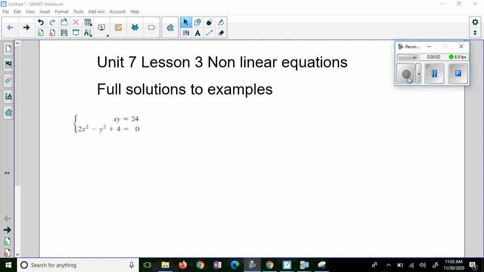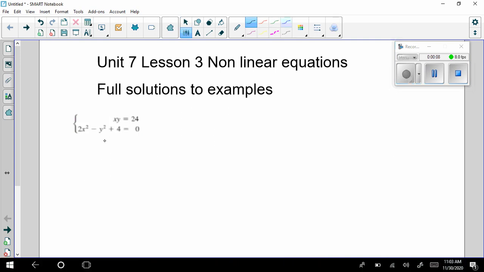Okay, so as promised, I'm going to provide you the full solutions to some of the examples from the notes video. So here's the first one. I recommended using substitution on this. I do still stand by that. So I would solve for y because it looks like the easiest to plug in here for. So y is equal to 24 over x.